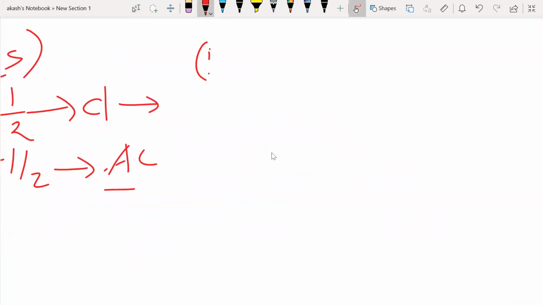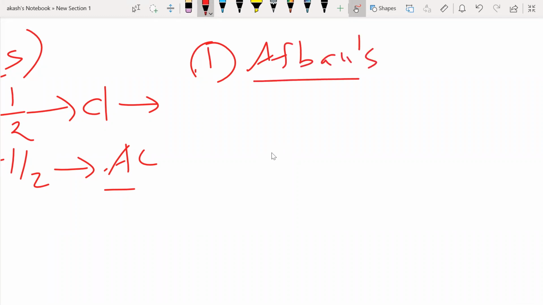First one, rules for writing the electronic configuration in terms of s, p, d, f sub-orbitals. The first one is Aufbau principle. Aufbau's principle says that the electrons must be placed in lower energy orbitals first, and then only you have to go for higher energy orbitals.